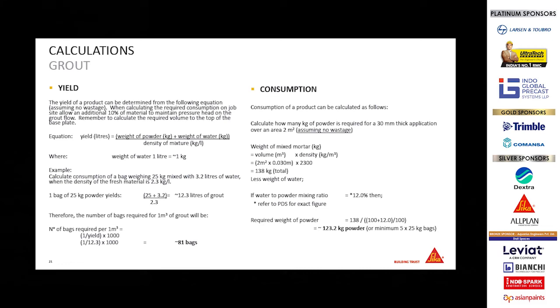So this is very simple. Weight of powder plus weight of water divided by density gives you the yield. And you know from your sleeves or the precast connections how much grout material is required, so that we can calculate accordingly how many bags or how much material should be mixed. So with this, I conclude my topic.